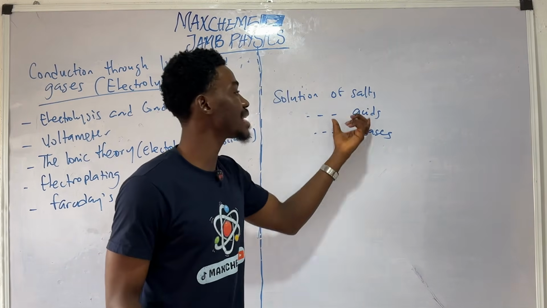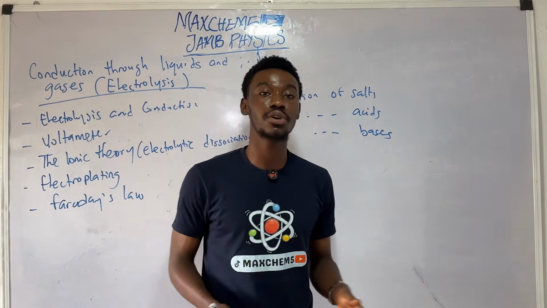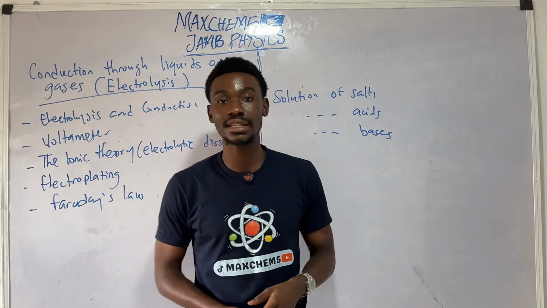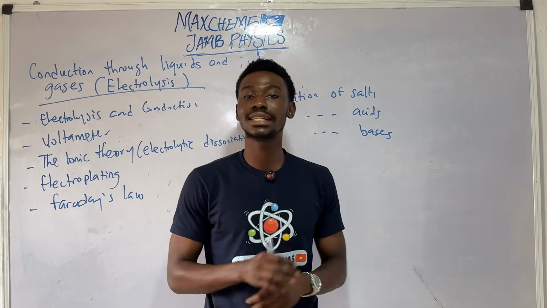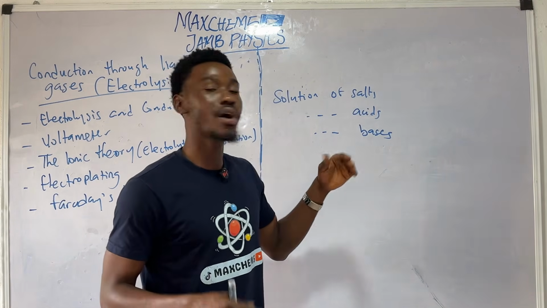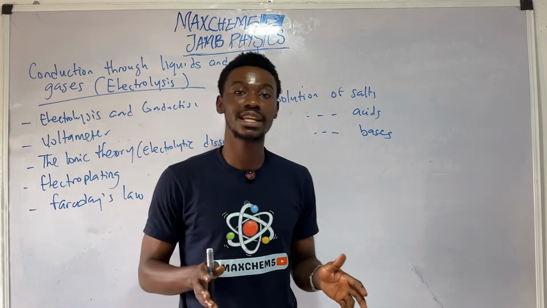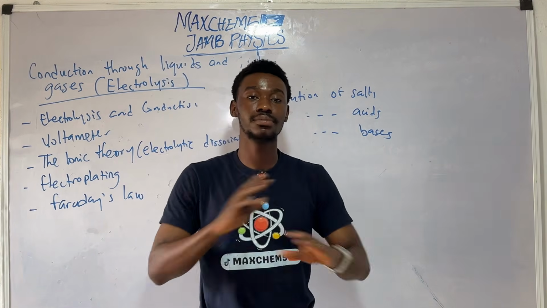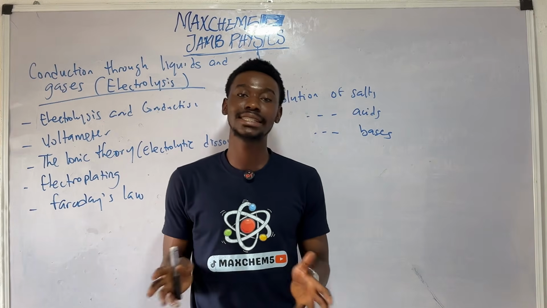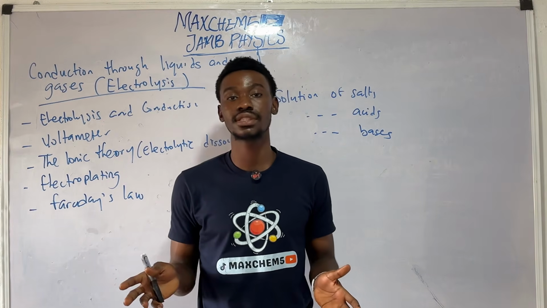So salts, acids, and bases are electrolytes, but substances like kerosene, paraffin, and pure water are not electrolytes. Organic compounds in themselves are not electrolytes. All forms of organic compounds are not electrolytes. So water is a bad conductor of electricity.